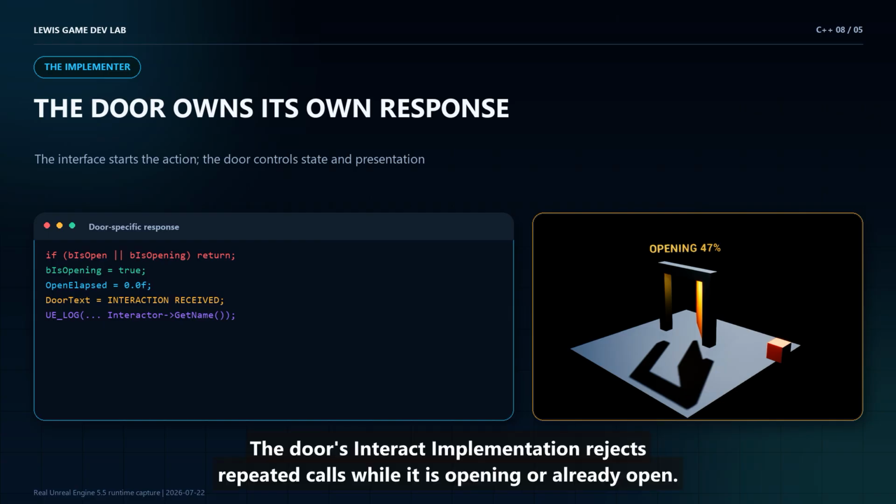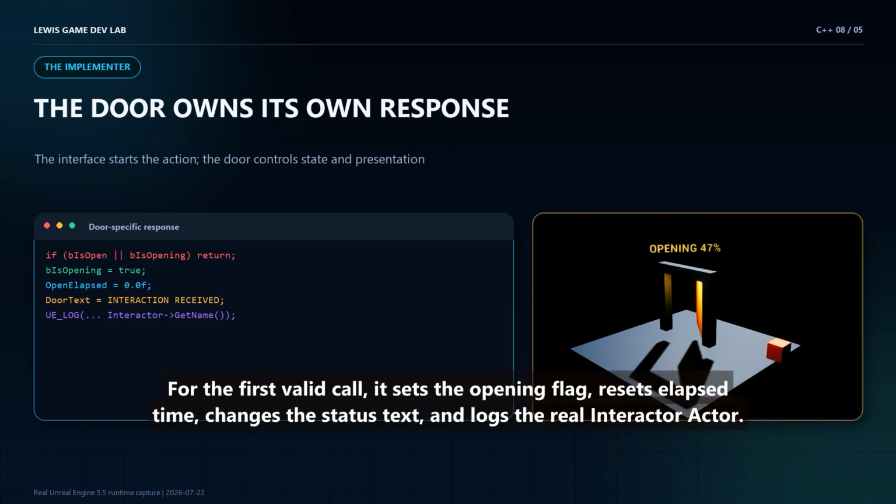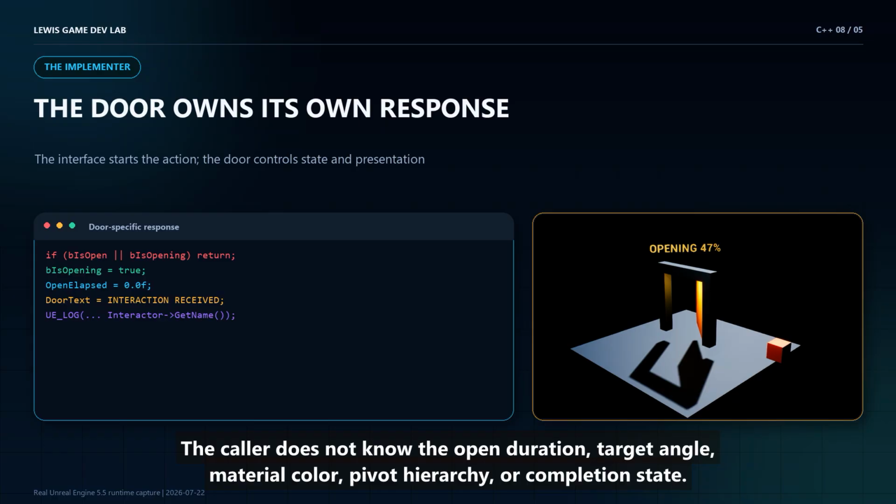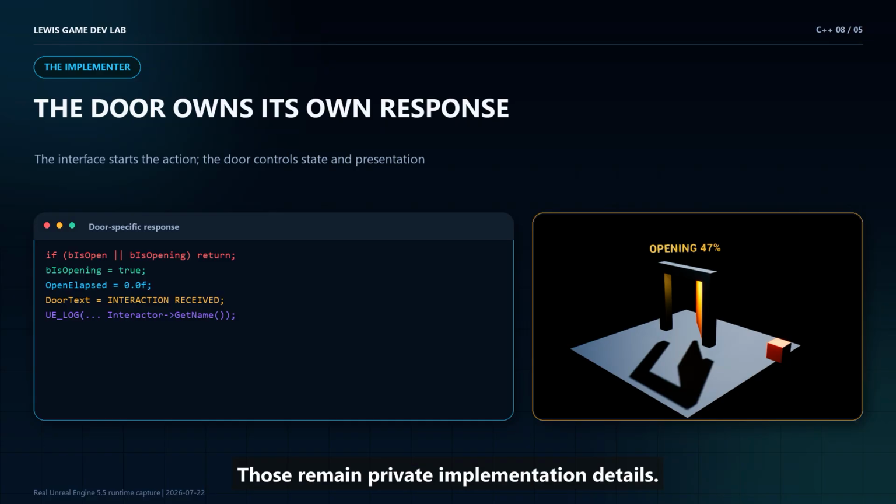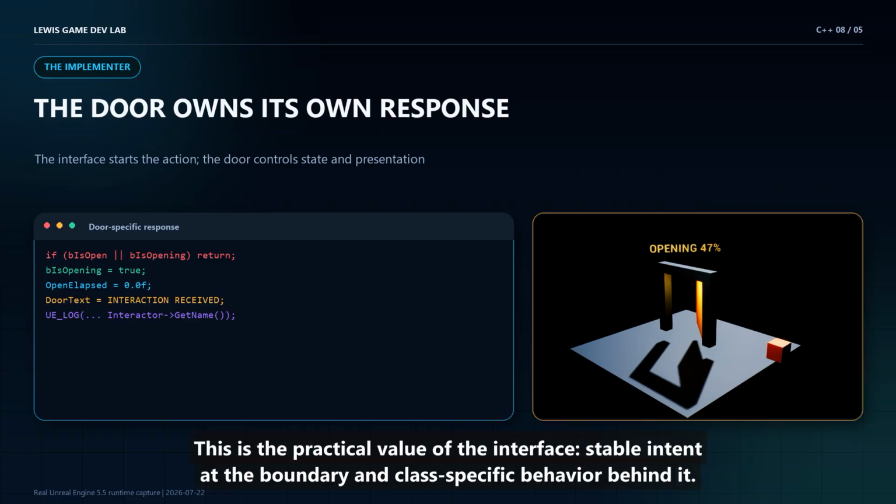The door's interact implementation rejects repeated calls while it is opening or already open. For the first valid call, it sets the opening flag, resets elapsed time, changes the status text, and logs the real interactor actor. The caller does not know the open duration, target angle, material color, pivot hierarchy, or completion state. Those remain private implementation details. This is the practical value of the interface, stable intent at the boundary and class-specific behavior behind it.